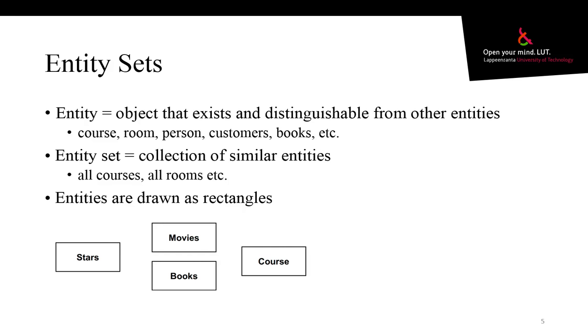As I said in the previous slide, entity sets are basically objects that exist and are distinguishable from other entities, such as course, room, department, students, and the set is a collection of similar entities. And an entity is basically represented using a rectangular diagram, as you can see from these examples here: stars, movies, books, and course. Course is an example of an entity. Books is an example of an entity set, so a collection of similar entities.